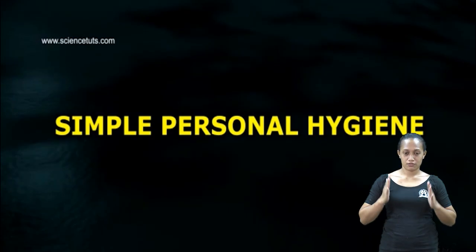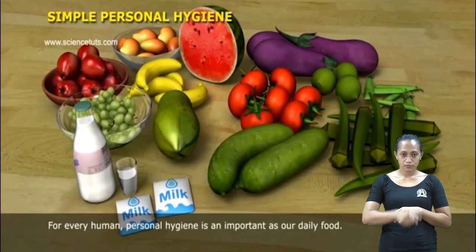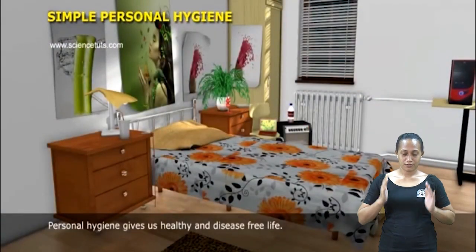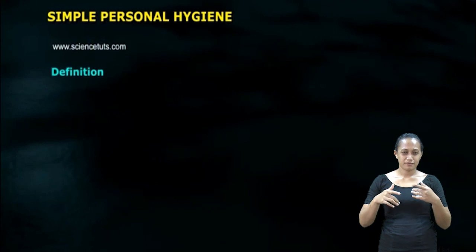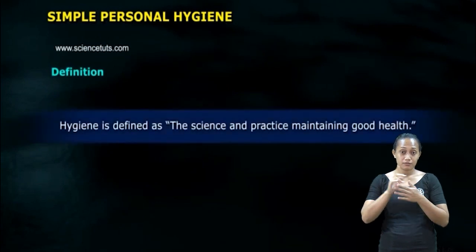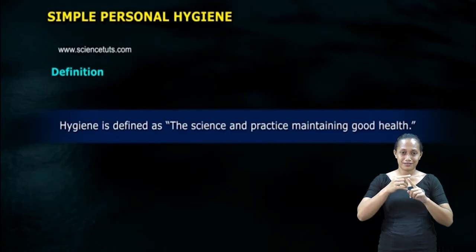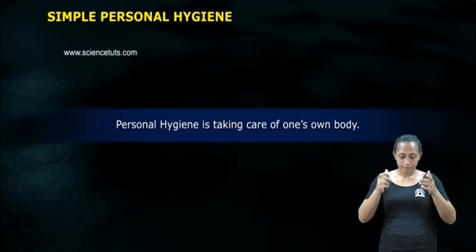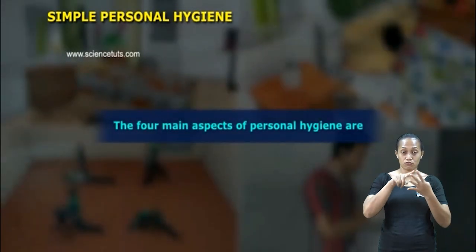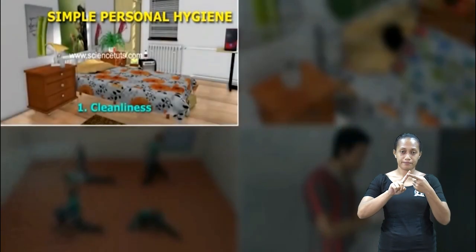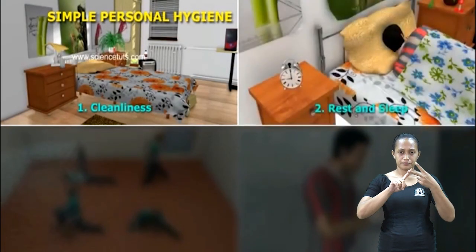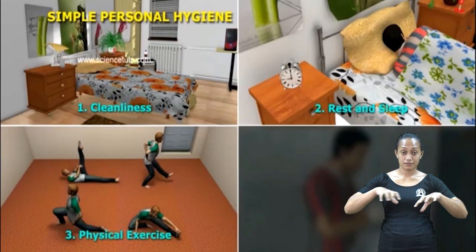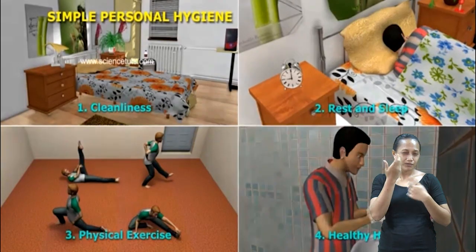Simple personal hygiene. For every human, personal hygiene is as important as our daily food. Personal hygiene gives us healthy and disease-free life. In definition, hygiene is defined as the science and practice maintaining good health. In simple words, personal hygiene is taking care of one's own body. The 4 main aspects of personal hygiene are: 1. Cleanliness. 2. Rest and sleep. 3. Physical exercise. 4. Healthy habits.